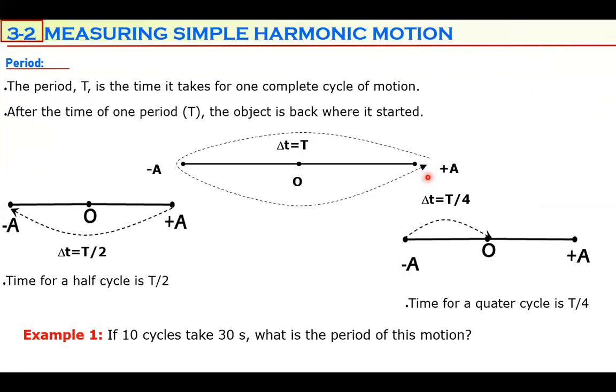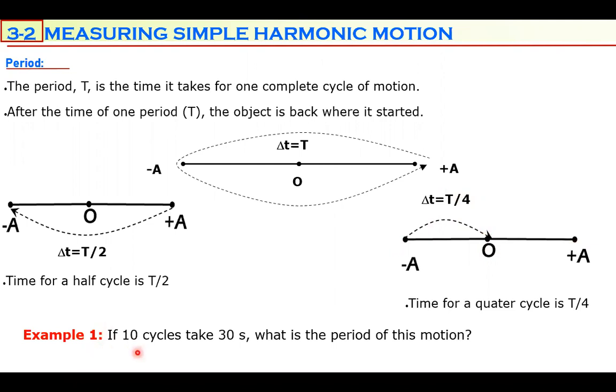In one period of time, the object travels a distance of 4a: a, 2a, 3a, 4a. In one period, the object vibrates through a distance which is 4a. For a half cycle, the time, of course, will be half of the period, from positive a to negative a, so half period, T over 2. For a quarter cycle, of course, time is going to be T over 4. T over 4 plus T over 4 plus T over 4 plus T over 4.